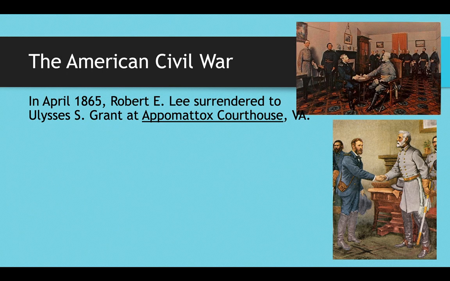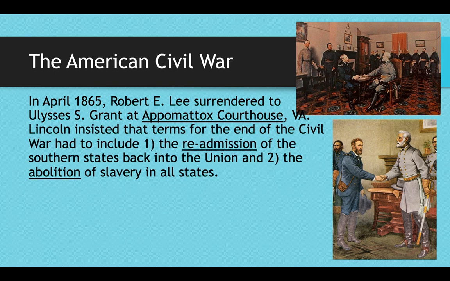Now, in April of 1865, Robert E. Lee surrendered to Ulysses S. Grant at Appomattox Courthouse, Virginia. Now, when a war ends, you have to sign a treaty, and in that treaty it says terms of agreement, or terms of surrender. So I'll surrender under these terms.